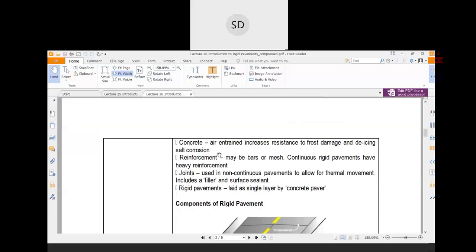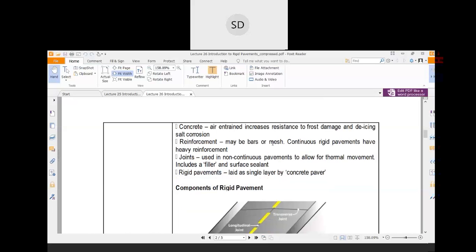Then air-entrained concrete increases resistance to frost. If you use some air entraining agent, which we have discussed in the cementitious material, in that case it will increase the resistance to frost damage and de-icing or salt corrosion. Then reinforcement, maybe bars or mesh. You may use some steel bars or some mesh. Then continuous rigid pavements have heavy reinforcement.